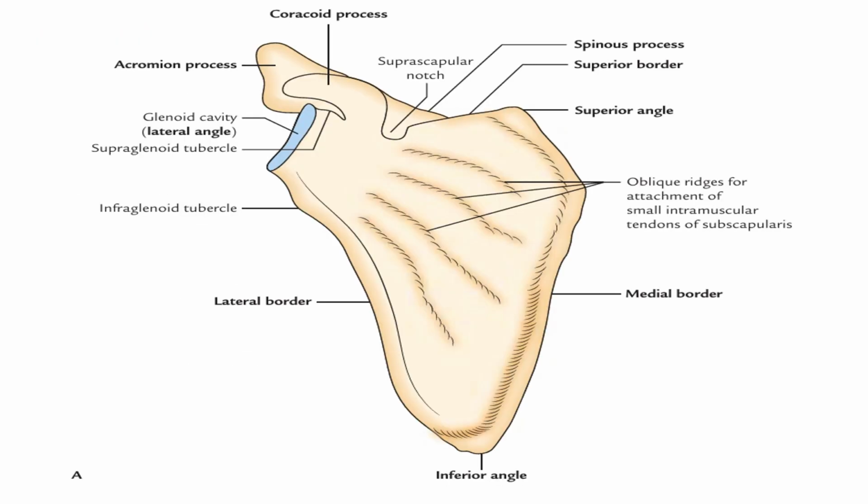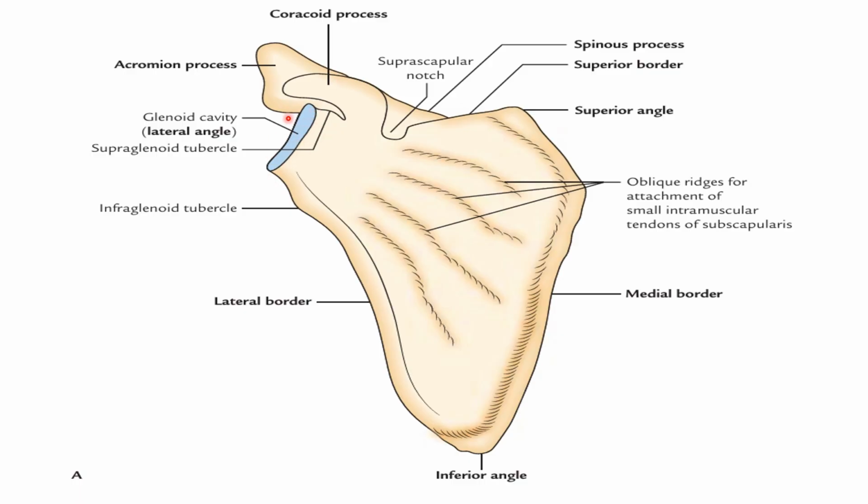So here is a diagrammatic representation. We have the coracoid process, the acromion process, then we have the spinous process. In terms of the borders, we have the superior border, lateral border, and the medial border. In terms of the angles, here we have the inferior angle, superior angle, and then the lateral angle. The lateral angle, I said, is where we have the glenoid cavity.